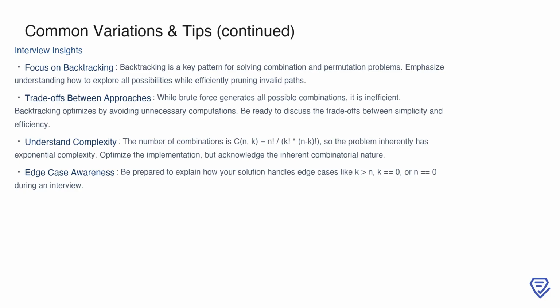Since the number of unique combinations is given by C(n, k) equals n! / (k! * (n-k)!), the problem naturally has exponential complexity. While it's important to optimize your implementation, it's equally important to acknowledge this inherent limitation. Lastly, interviewers often test your awareness of edge cases, so make sure you can clearly articulate how your solution handles scenarios like k greater than n, or when k or n equals 0.